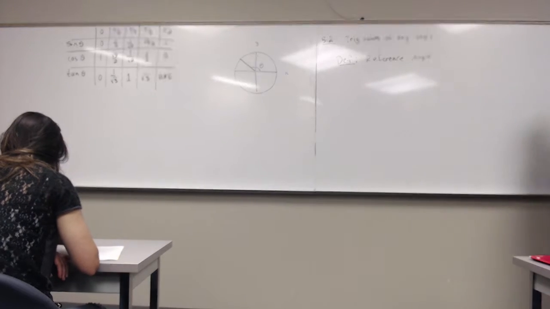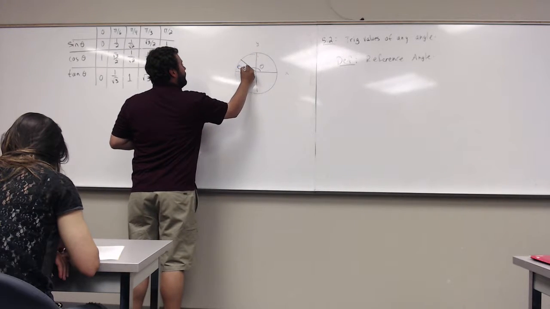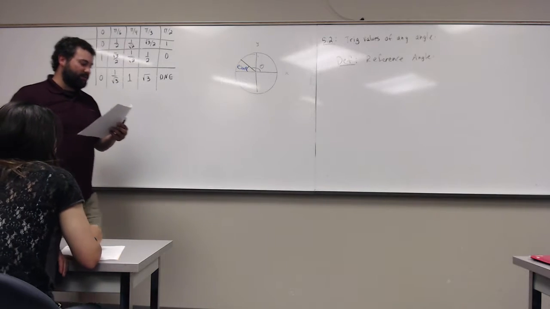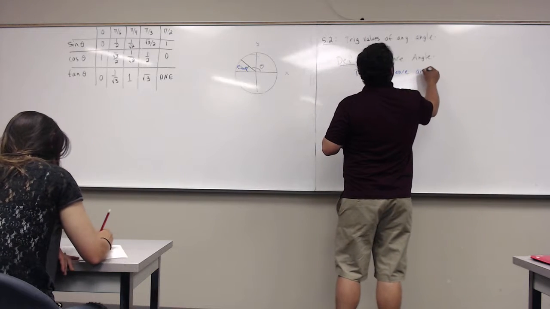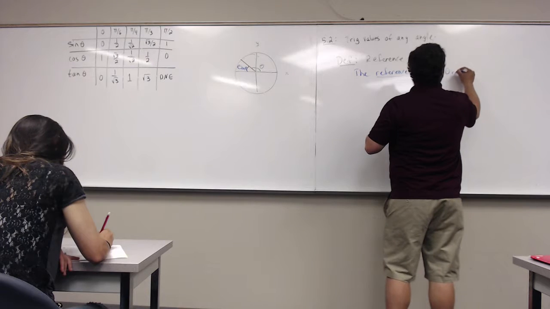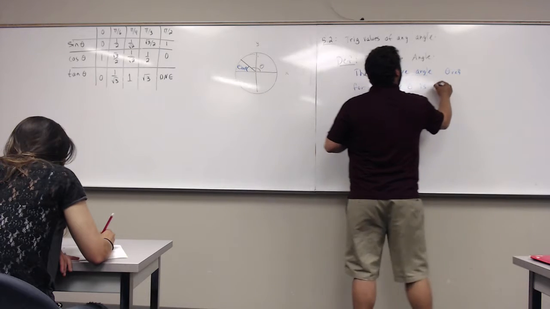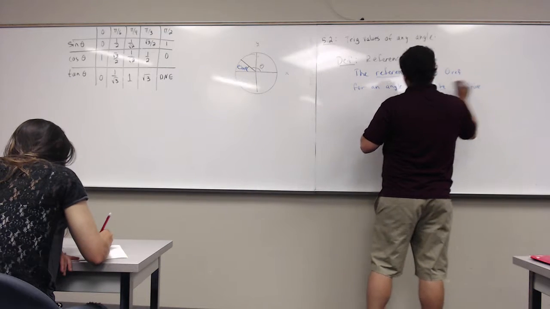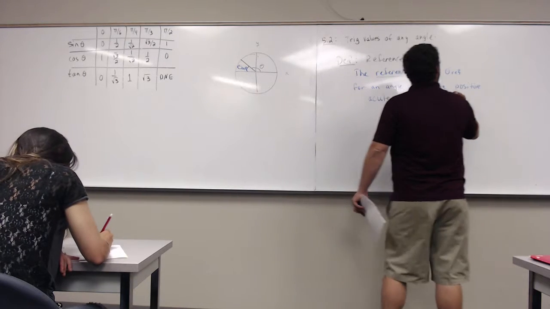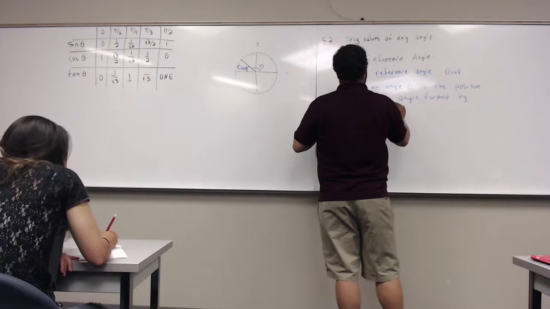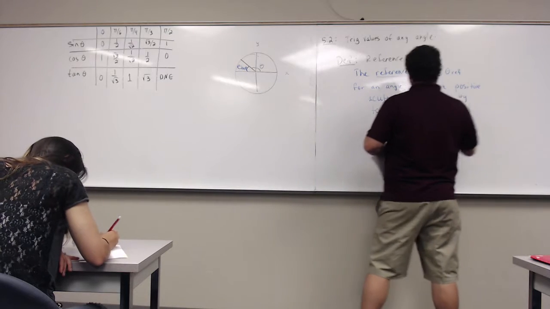angle inside, let me grab a different color. This little angle in here is going to be called theta ref, or the reference angle. Okay, so by definition, the reference angle, theta ref, for an angle theta, is the positive acute angle formed by the terminal side of theta and the horizontal axis.